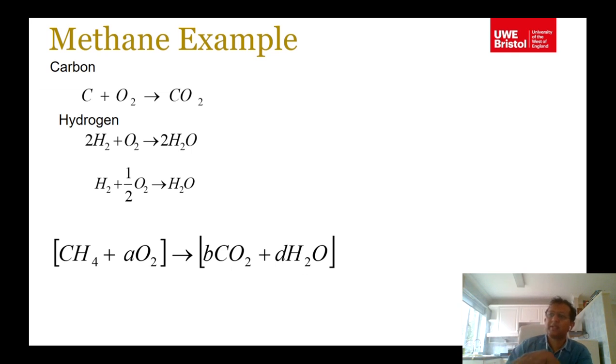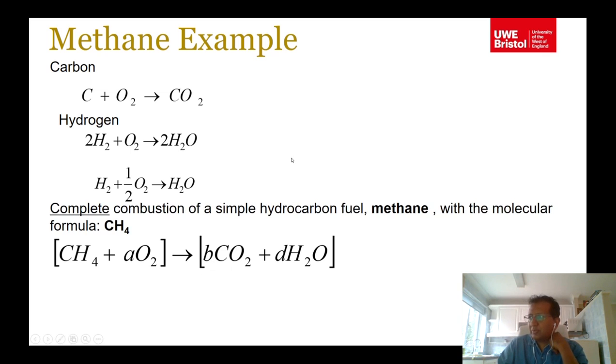So how do we balance this? On the left hand side you have one C atom. That means on the right hand side you should have one C atom as well. So one here should be one here. So B should be equal to 1, and that's your first step. So balancing C atoms, your B should be 1.